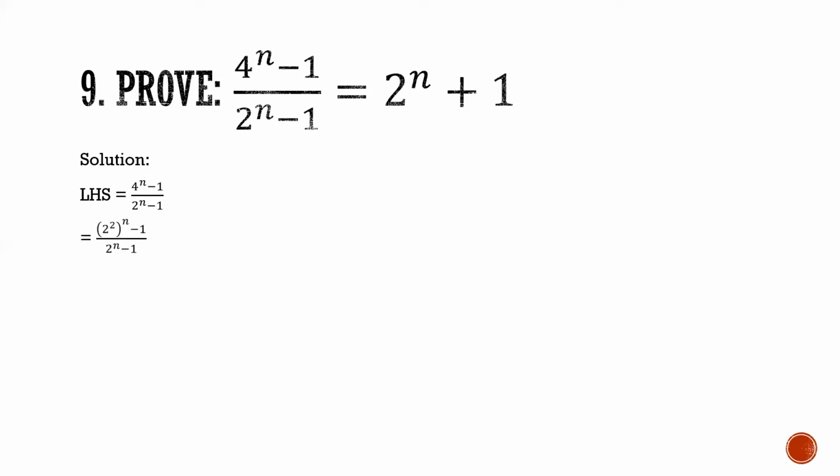So doing that, 4 can be written as 2 square, so 2 square all to the power n minus 1 divided by 2 to the power n minus 1. So here we can apply the formula of power of the powers, that is a to the power m whole to the power n is equal to a to the power mn. Then we can reverse the formula once again, so we can write a to the power n to the power m.